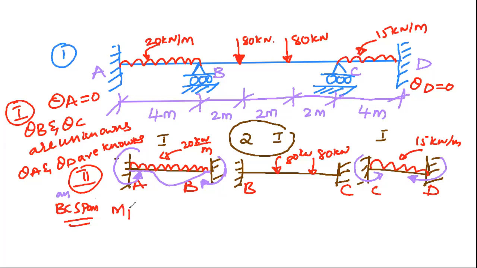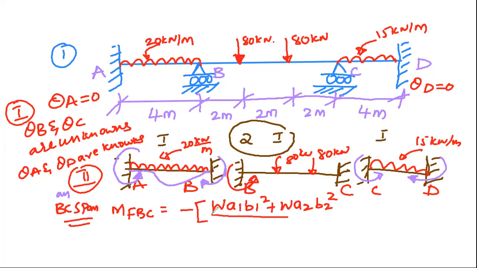MFBC is equal to minus of W A1 B1 square plus W A2 B2 square, whole divided by L square. I'm applying the minus sign here because for BC the resistance will be anti-clockwise. Similarly, for MFCB the sign will change because the resistance will be clockwise.